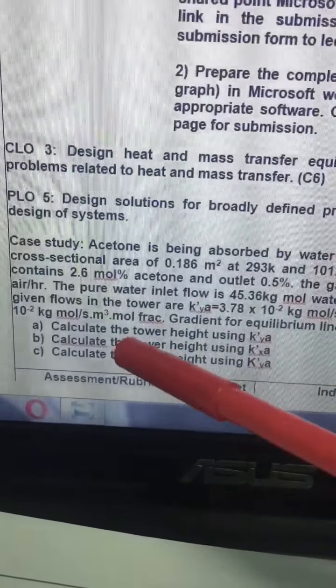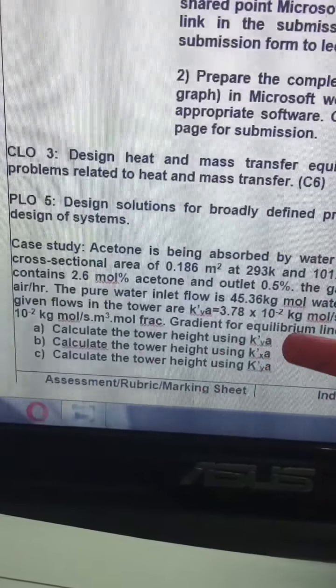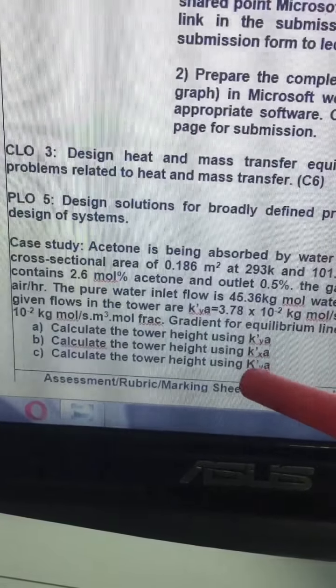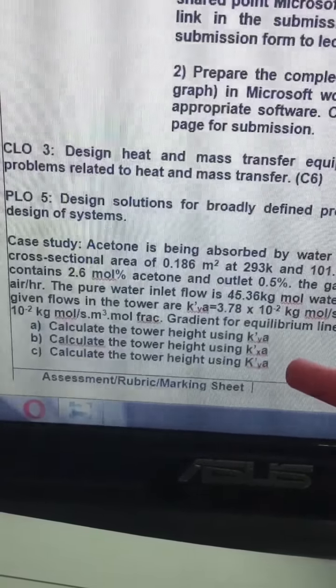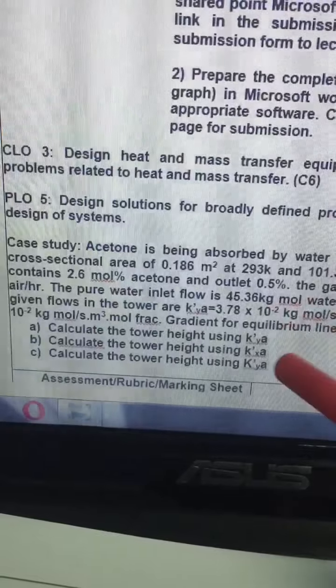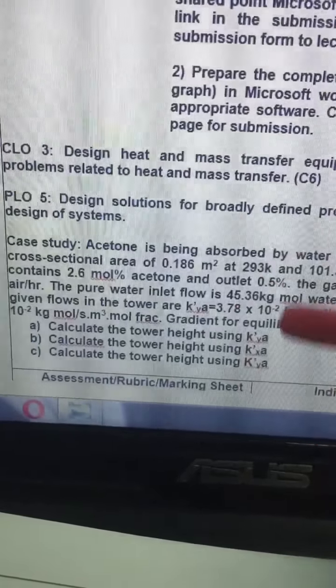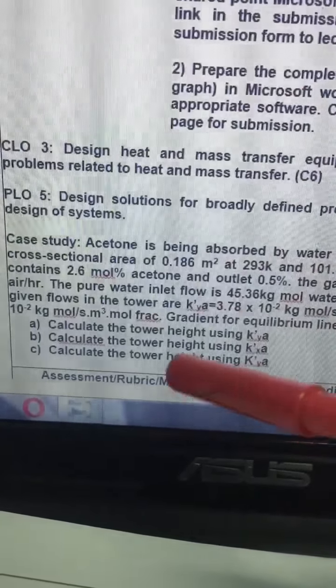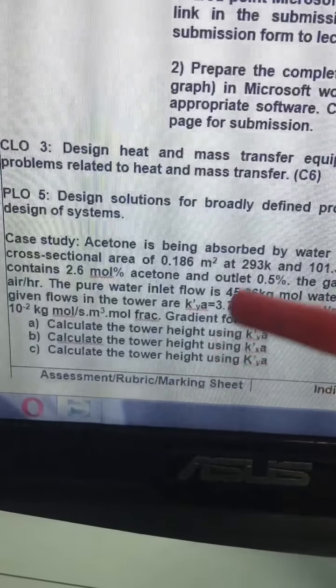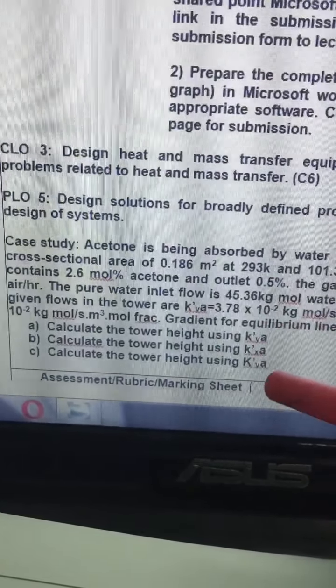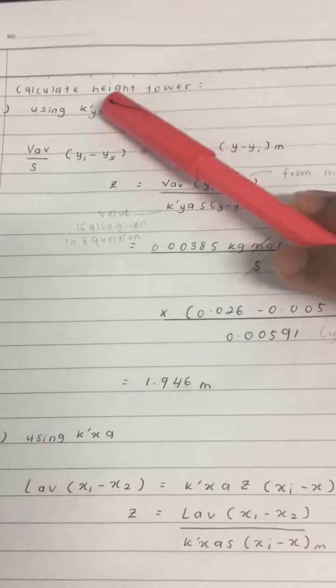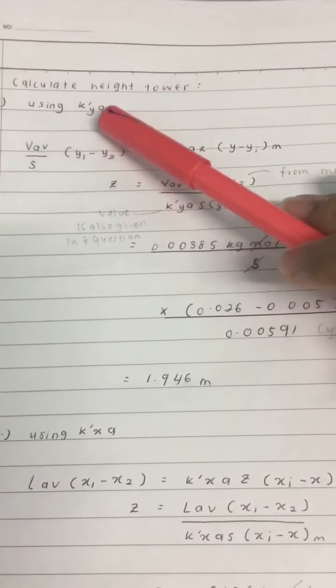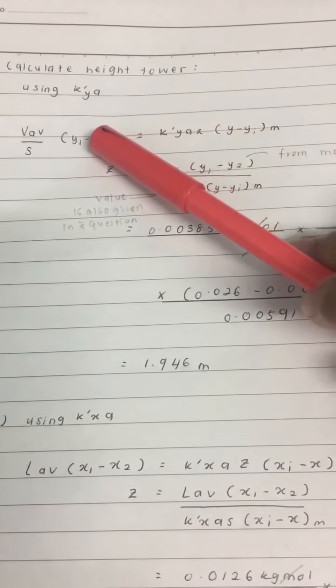So today I'm going to show you some solutions and solve the problem in this case study, where we need to calculate the tower height using k prime ya, k prime xa, and also big K prime ya. Basically we need to find the right equation from the appendix to calculate the tower height using these three different methods.